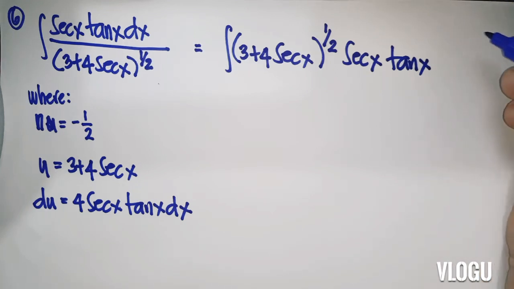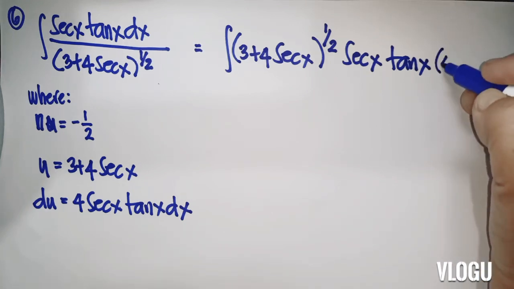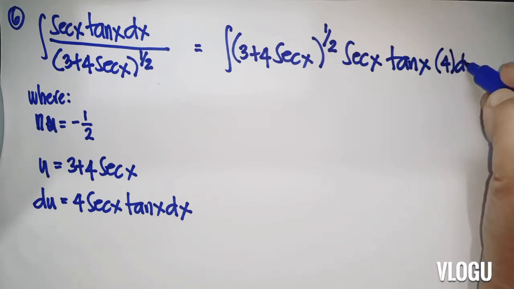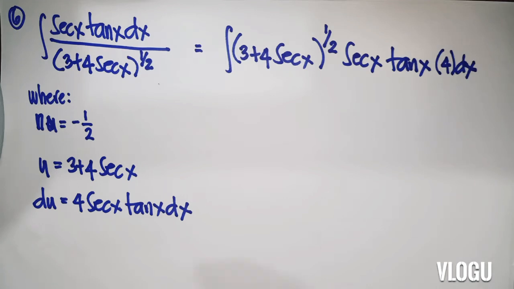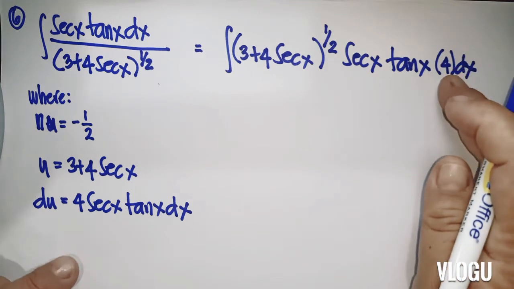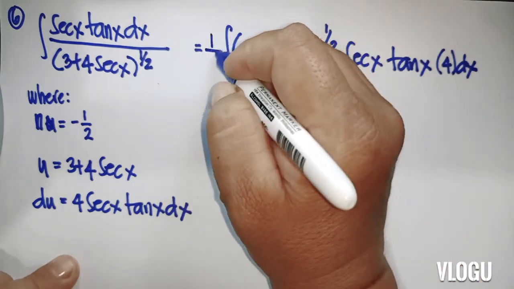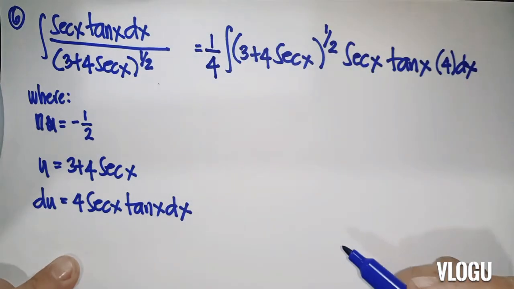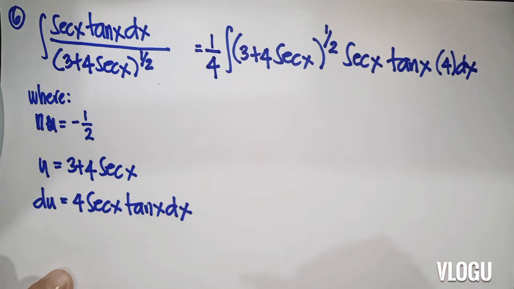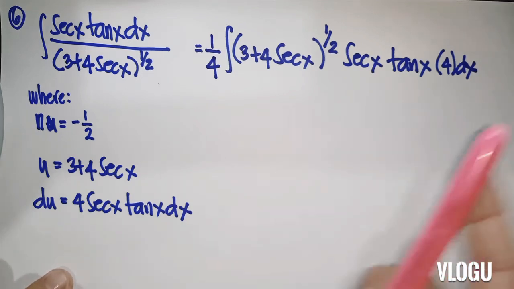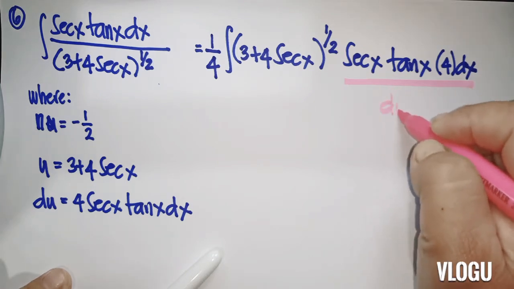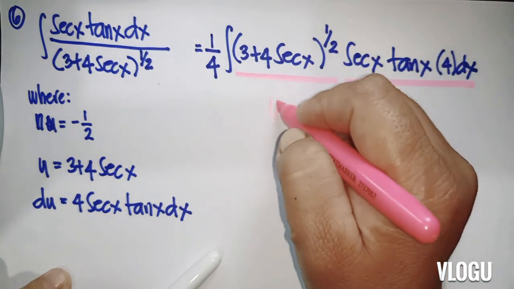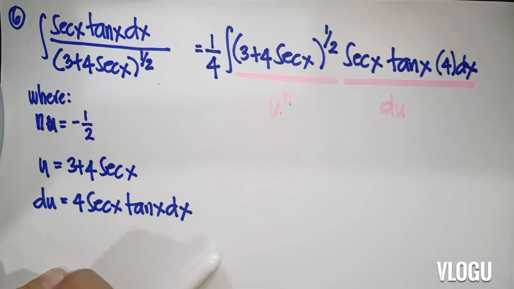So you still have 4 dx. Because you have 4, multiply by 1/4. So this is now a complete form. This one is our du, and this one is our u to the n.